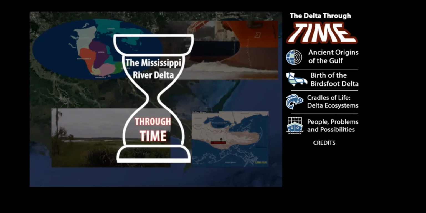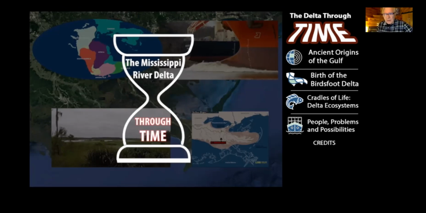And so the Ancient Origins takes us, we're going to time travel back 200 million years to the early Jurassic period, and then progress forward to about 10,000 years ago. And that gives the context for the birth of the Gulf of Mexico and the early formation of the Gulf Coast and the early formation of the Mississippi Delta.